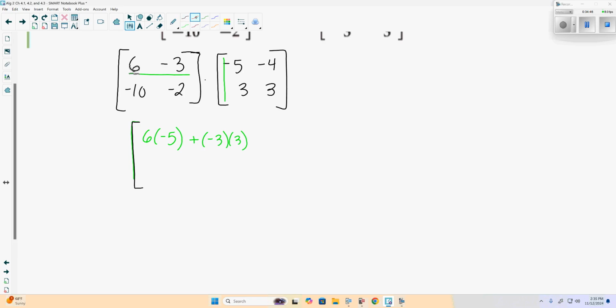All right. Now this time, we do it again, but with the second column. So we'll do 6 times negative 4 plus negative 3 times 3. Now, since we don't have any columns left in the second one, we're finished with the first row's multiplication. At that point, I put the other bracket on it because I know the width of it. It's not going to be any wider than that. We have these two here.